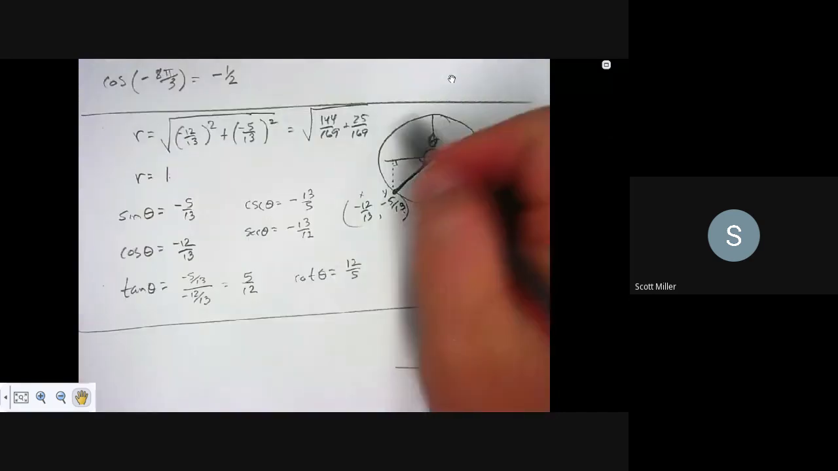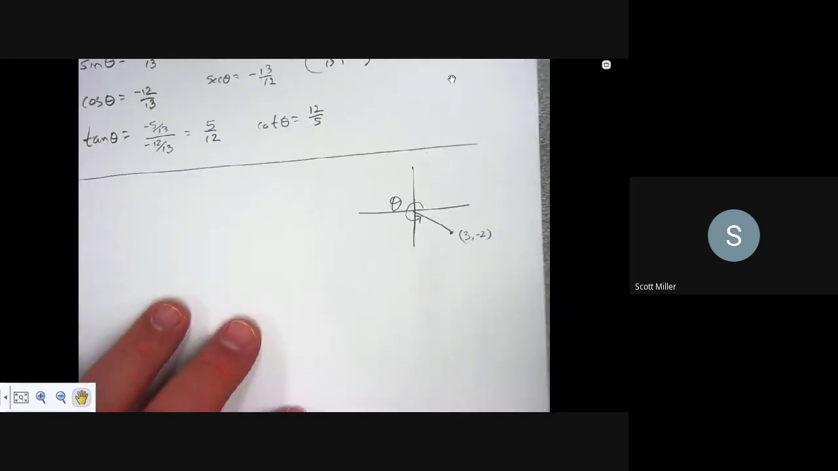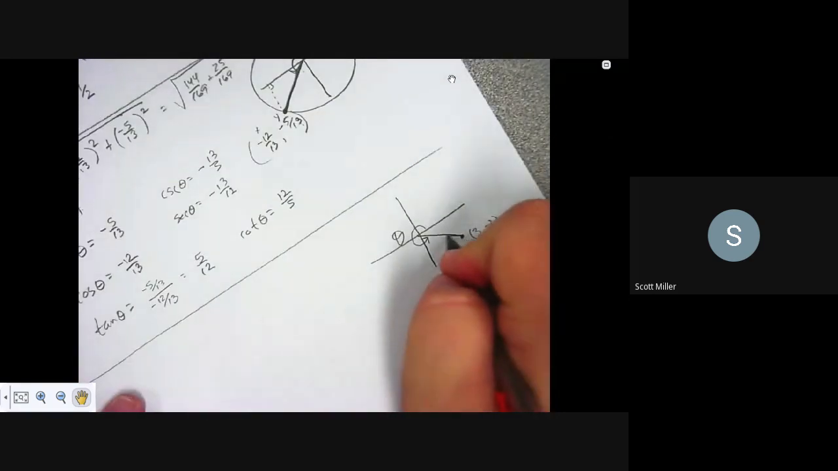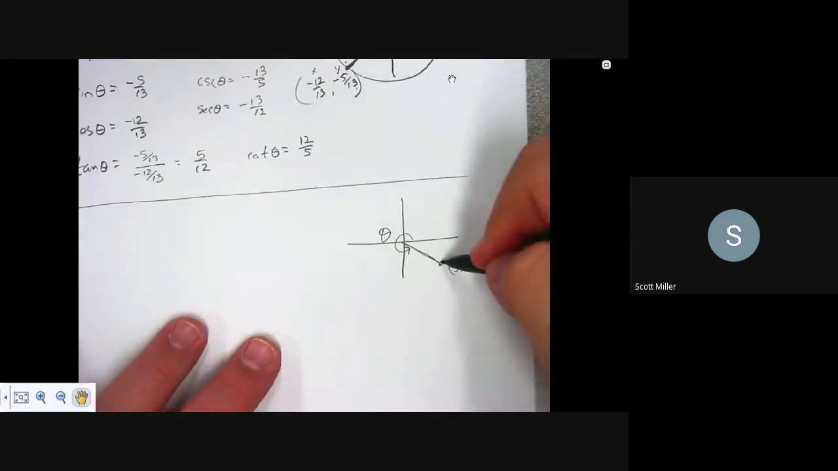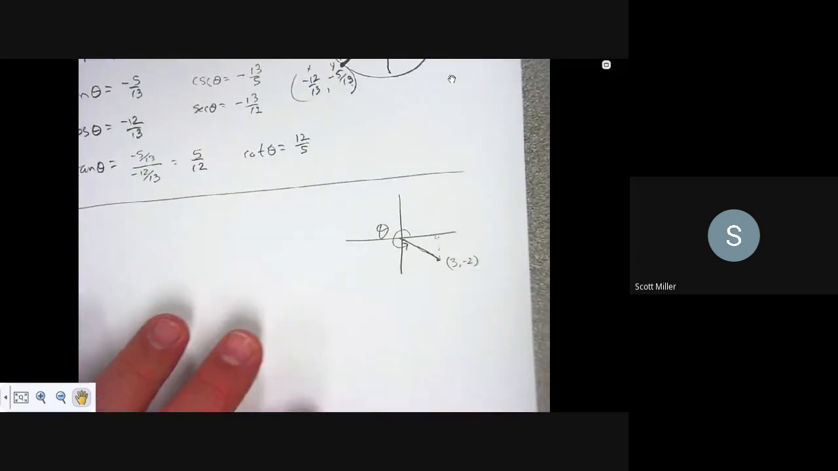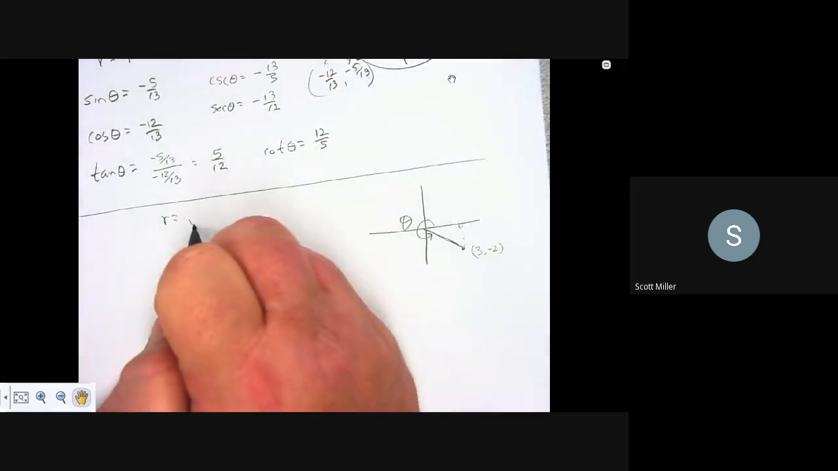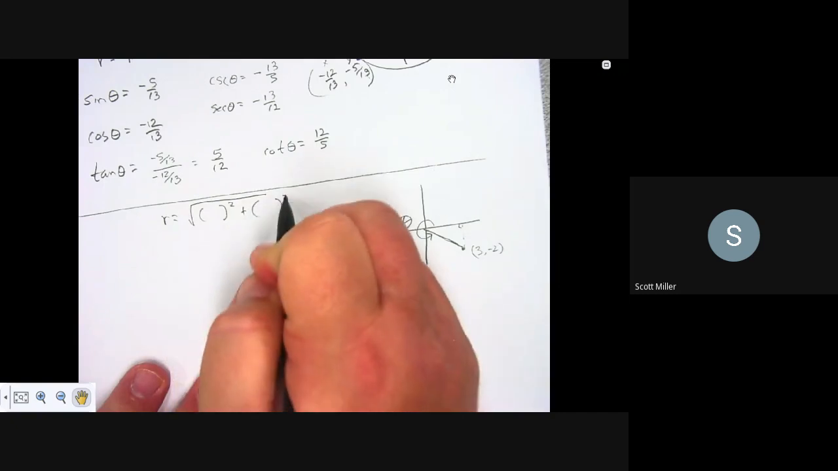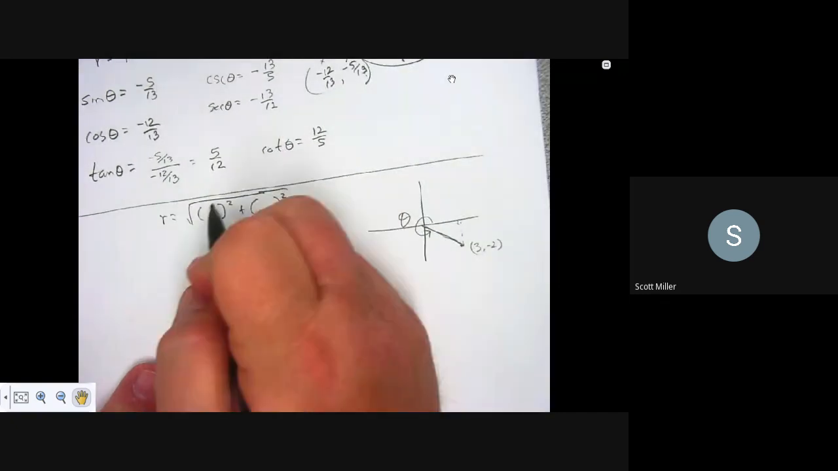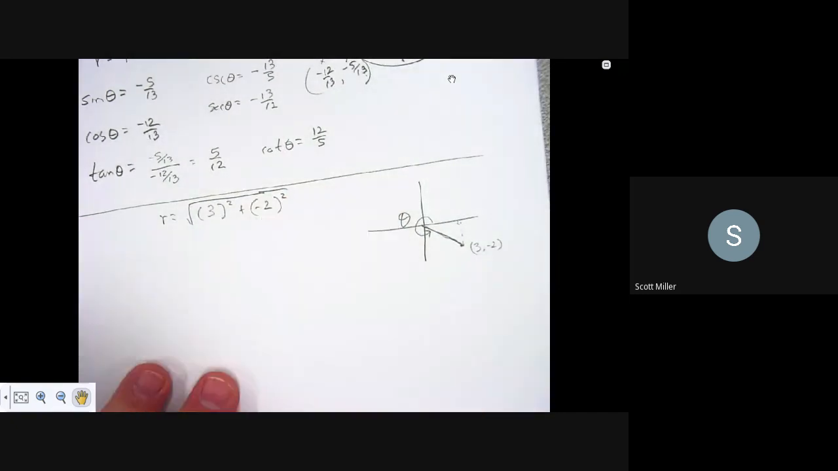I don't need to have this big circle out here, but the process is exactly the same. I need to find this distance, that r, and you can draw the right triangle to the x-axis if you wish. So what is r? The Pythagorean theorem says it's the square root of x squared plus y squared. X is 3, y is -2.